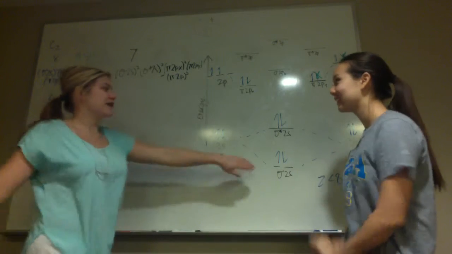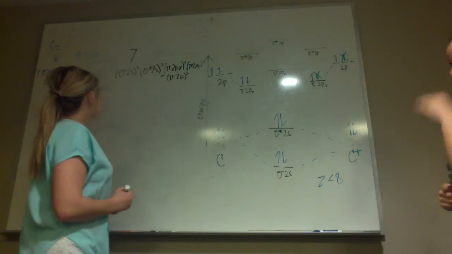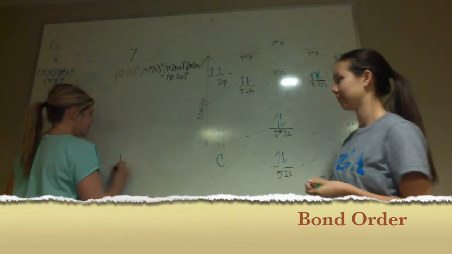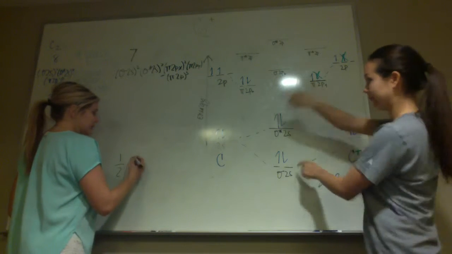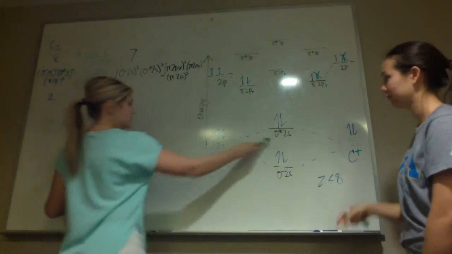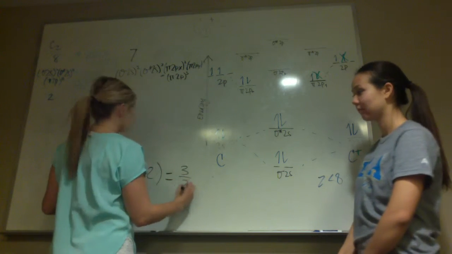So now that we've written out our diagram and our molecular electronic ground state, we can now calculate the bond order, which our formula is again 1/2 the number of bonded. So we have 2, 4, 5 bonded minus 2 anti-bonded. So we have 3/2 the bond order.